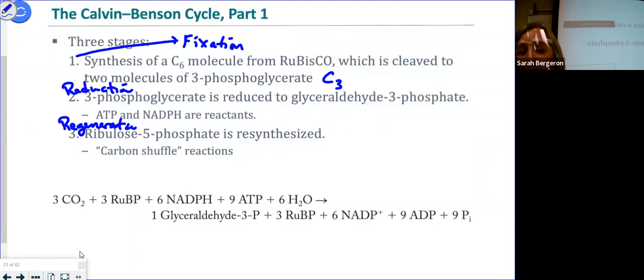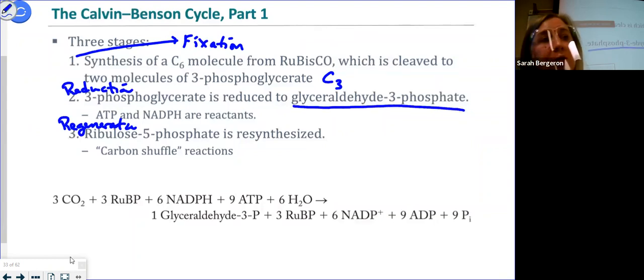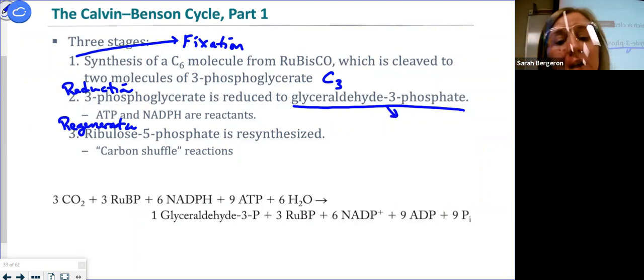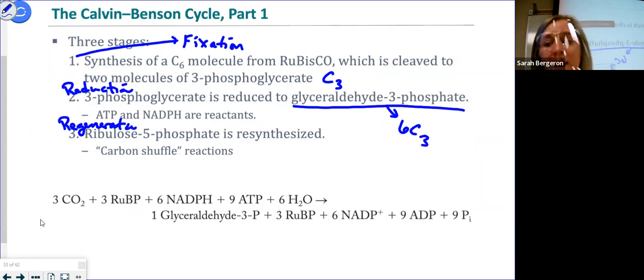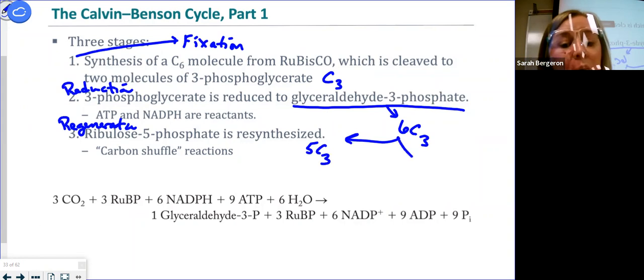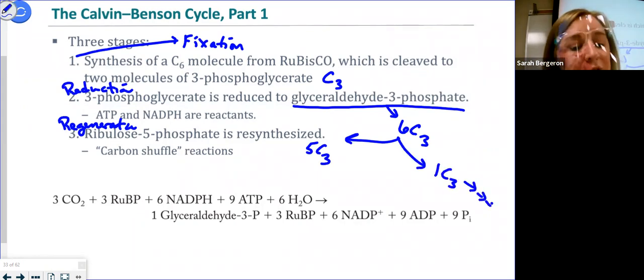So here, right, we're going to make glyceraldehyde 3-phosphate. How many of those do you make? Do you remember? 6 3-carbon, right? So from these 6, 5 are going to be used to regenerate ribulose 5-phosphate. 1 is going to go on to do all those different things that we talked about, right? We'll say metabolism. But that's the starch and the cellulose.